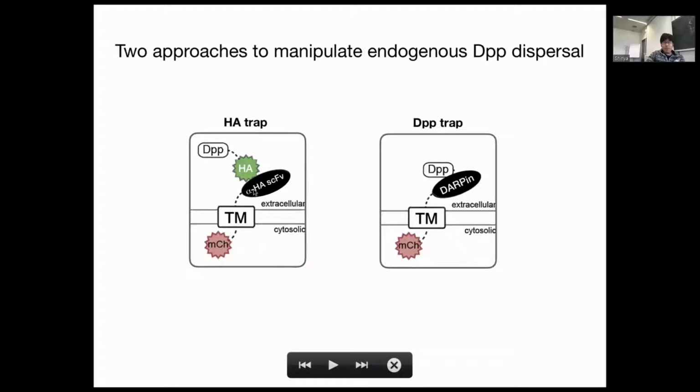So the HA trap consists of an anti-HA single chain antibody fused to the transmembrane domain of mouse CD8, followed by mHA, aimed at trapping HA-tagged DPP on the cell surface. It is very similar to the morphotrap system that Stefan developed. And the DPP trap is similar to the HA trap and the morphotrap, but consists of a DARPin fused to the transmembrane domain of CD8.